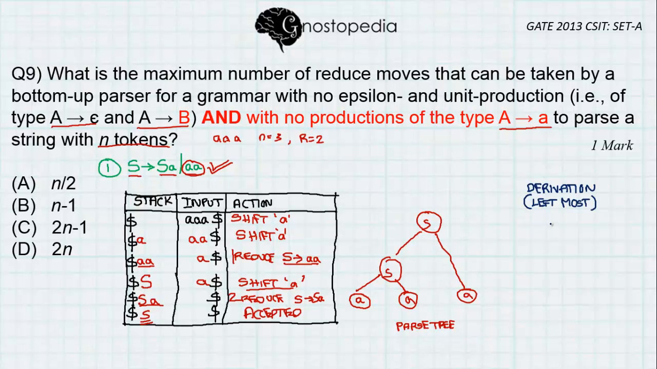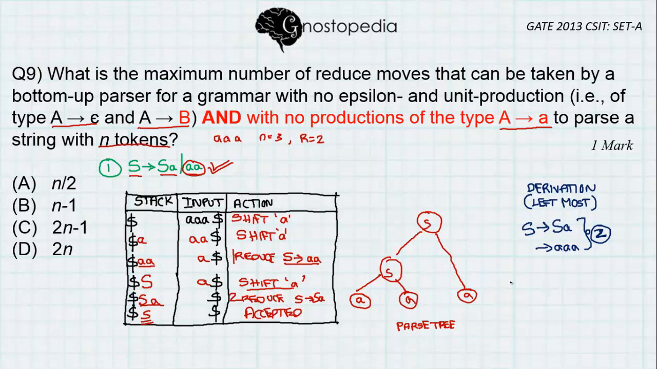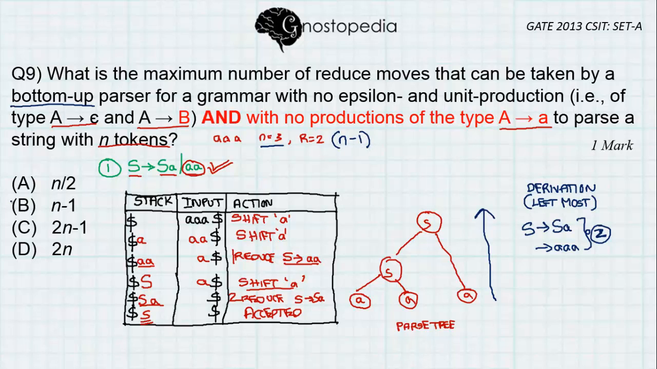Another simpler method of finding the number of reduce moves is just by using the leftmost derivation method. That is, you start off with the root node. So S gives SA. Now S can again be replaced by AA, and with this we derive it in two steps, and hence 2 is the number of reduced moves. This is much simpler than drawing the entire table and the parse tree. Also, since the tree is being formed from bottom to top, it is known as a bottom-up parser. Now, we know that for n equal to 3, we get the number of reduced moves as n minus 1, that is equal to 2, and hence B is the answer.